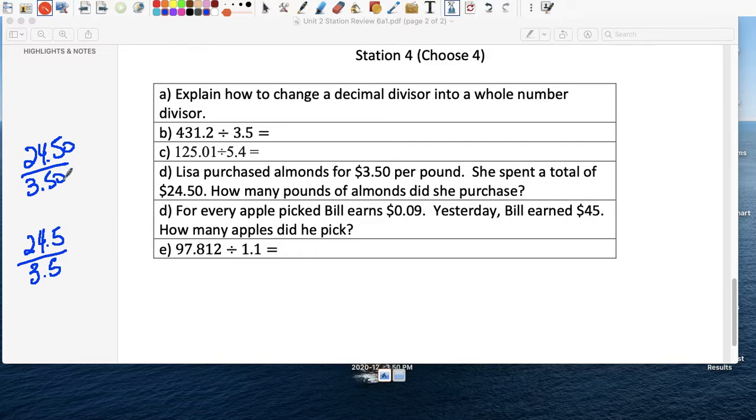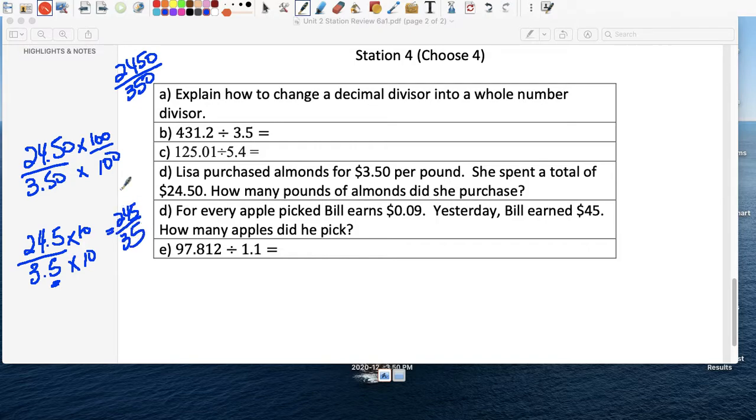Now, if you didn't do that, and you said, I didn't know that, Mr. Cho, and you said, I'm going to multiply the top by 100, you end up getting 2450 divided by 350. And over here, you would multiply by 10, right? Because there's only one decimal place. And you would get 245 divided by 35.